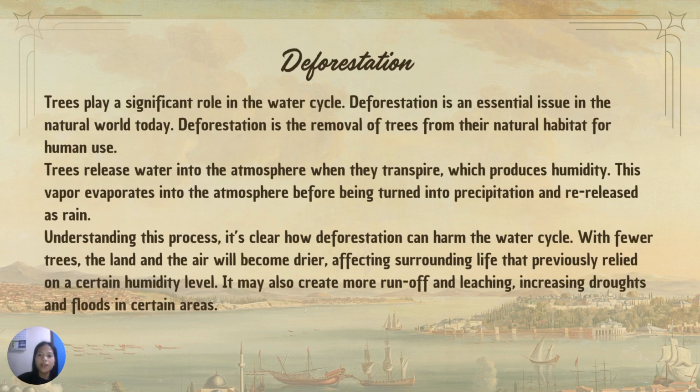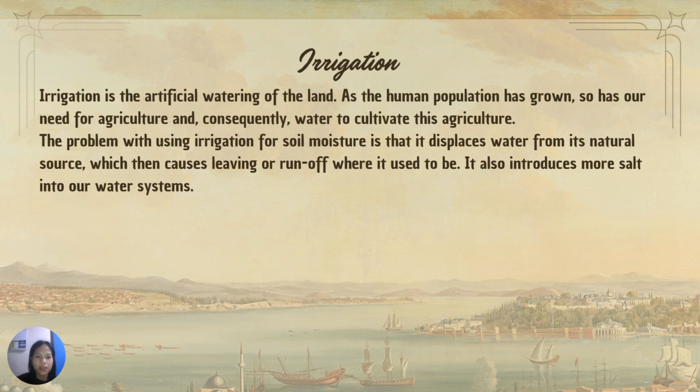Deforestation. Deforestation disrupts the water cycle by reducing the number of trees that release water vapor into the atmosphere through transpiration. This leads to drier land and air, affecting local humidity levels. It also increases runoff and leaching, which can worsen droughts and flooding.